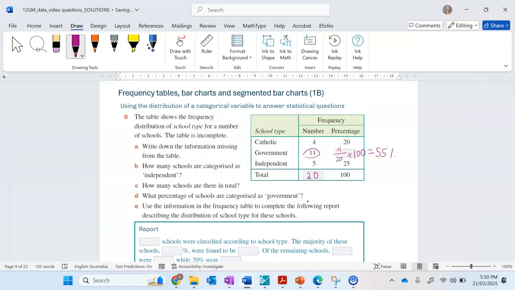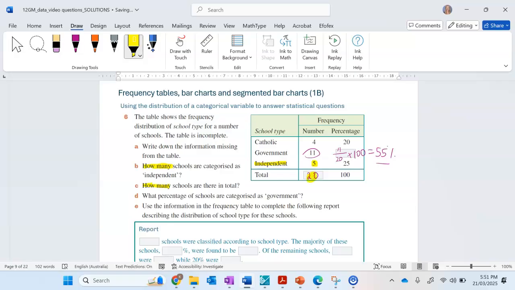You could also find that 55% because we know that the percentage column has to add to 100. So you can just do 100 minus 25 minus 20, and we're left with that 55%. You could get it that way as well. How many schools are categorized as independent? So we look at independent, how many? Just make sure you realize what it's asking. It's asking for how many, so it's 5. How many schools are there in total? We're counting them. There are 20.